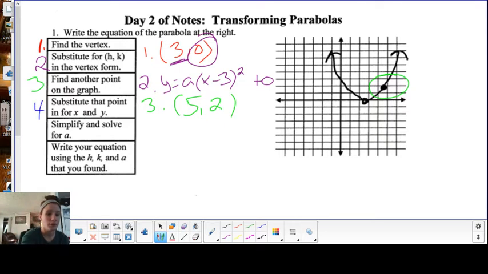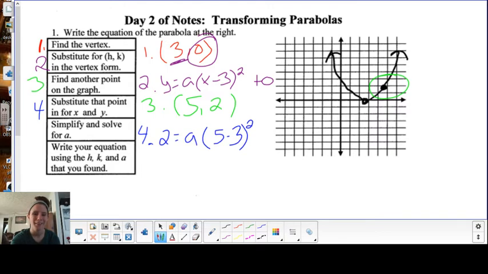Step 4 is to substitute my point in for x and y. And when I say substitute it, I'm going to substitute it in step 2. So where I have that equation in step number 2, where I see y, I'm going to put 2. I don't know a. My x is 5. And I don't really have to add 0 because what's 0 plus anything? Alright, it's just itself.